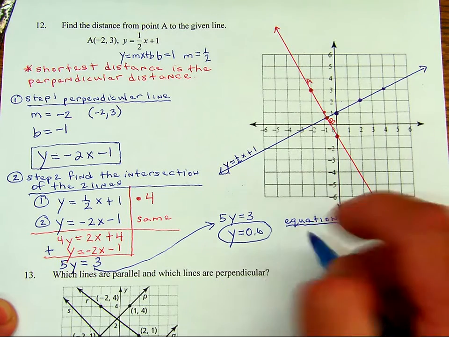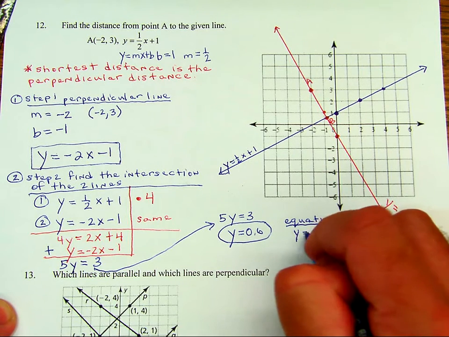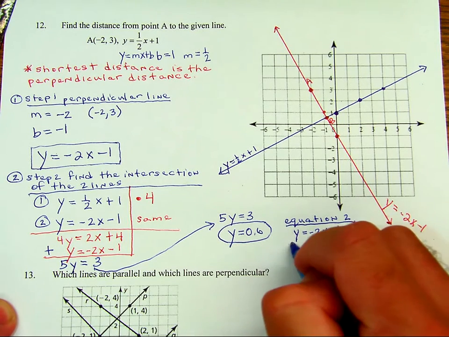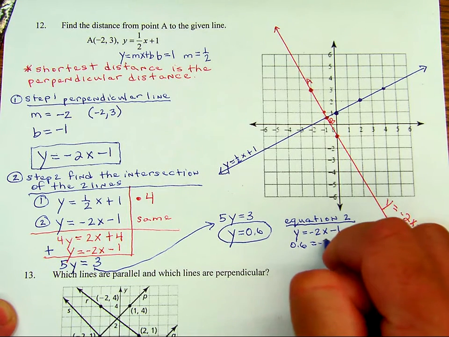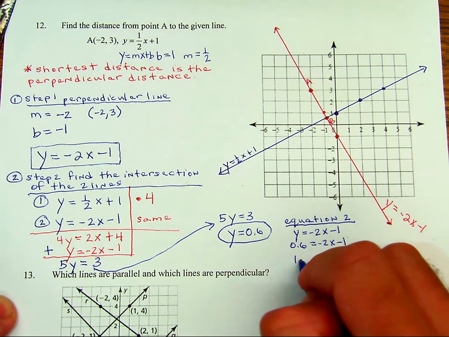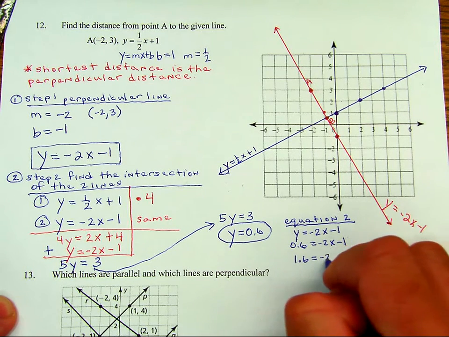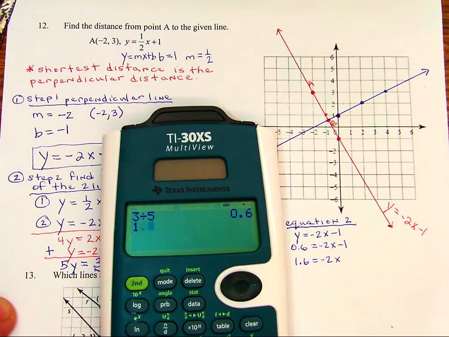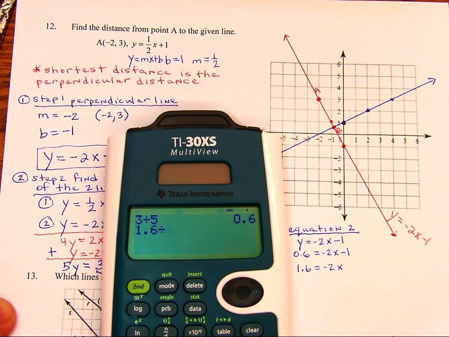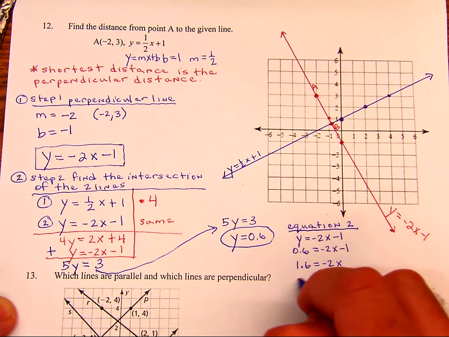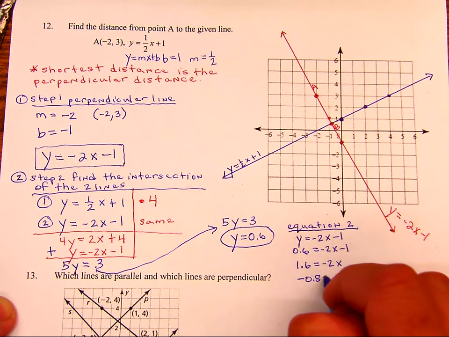So equation 2 was y equals negative 2x minus 1. I'm going to replace y with 0.6 and solve for x. So I'm just adding 1 to both sides. And then if you divide by negative 2, it would be 1.6 divided by negative 2. And x equals negative 0.8.